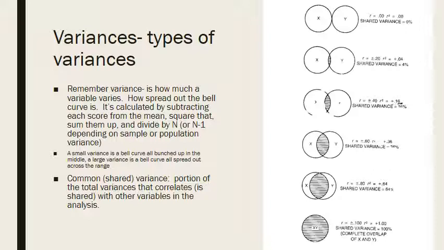So it's calculated by subtracting the score for each person from the mean. You square that, you sum them up, divide by n or n minus 1, depending on whether you're doing a sample or population variance. But basically, some people find it helpful to think mathematically about it.